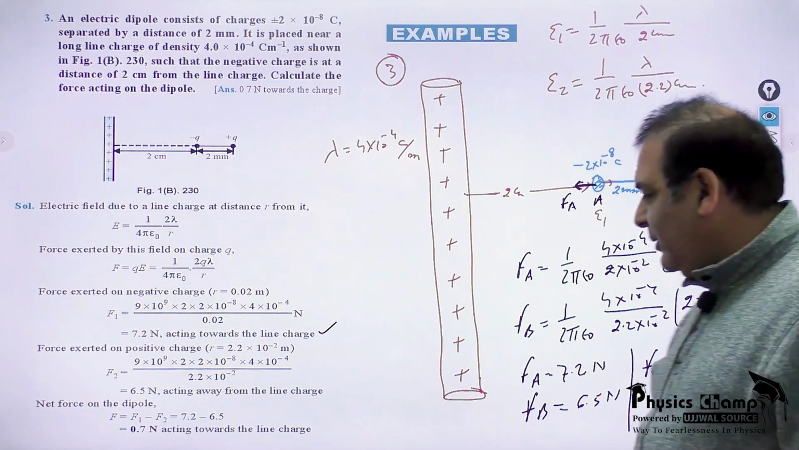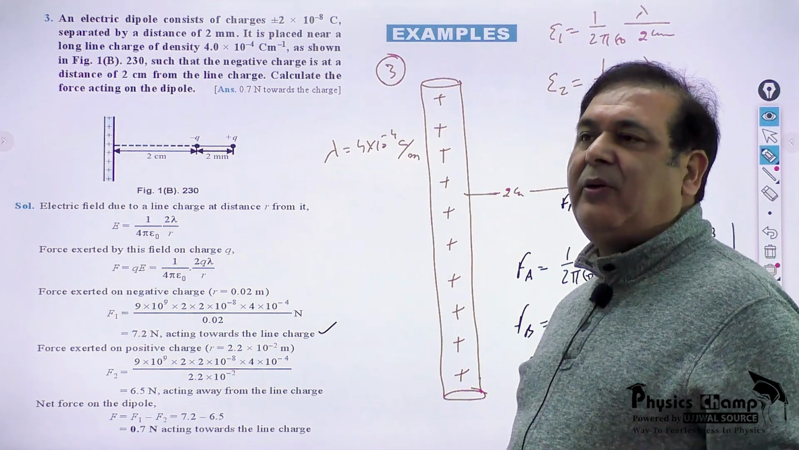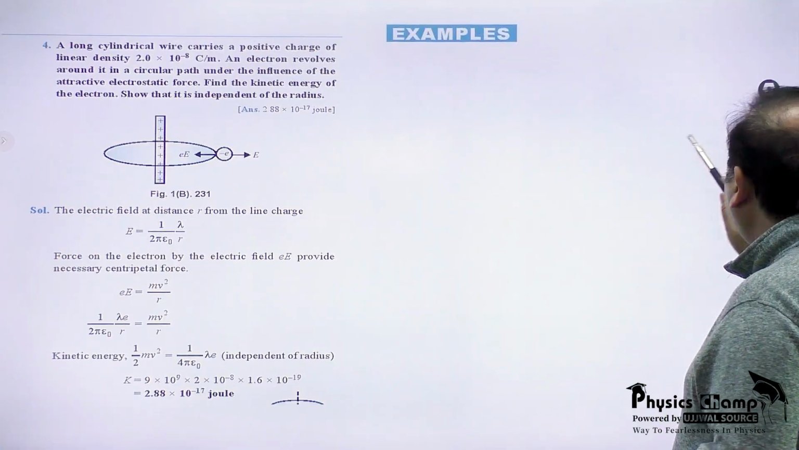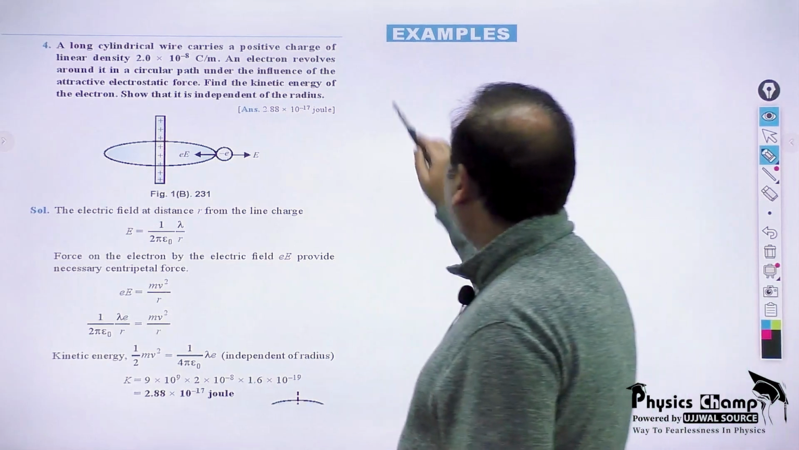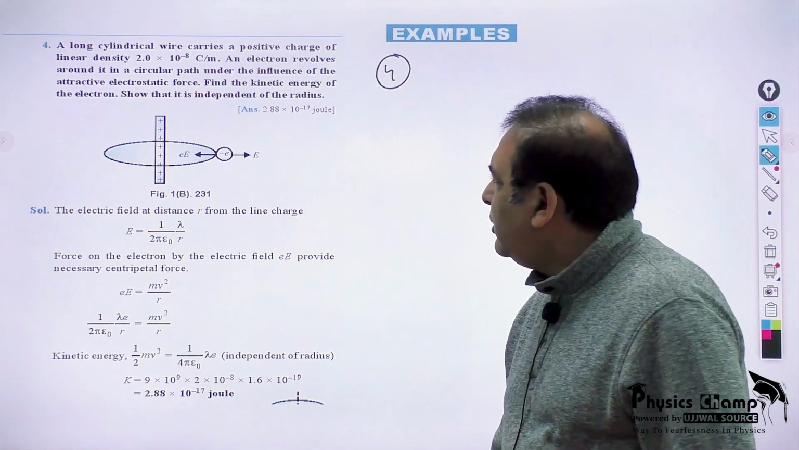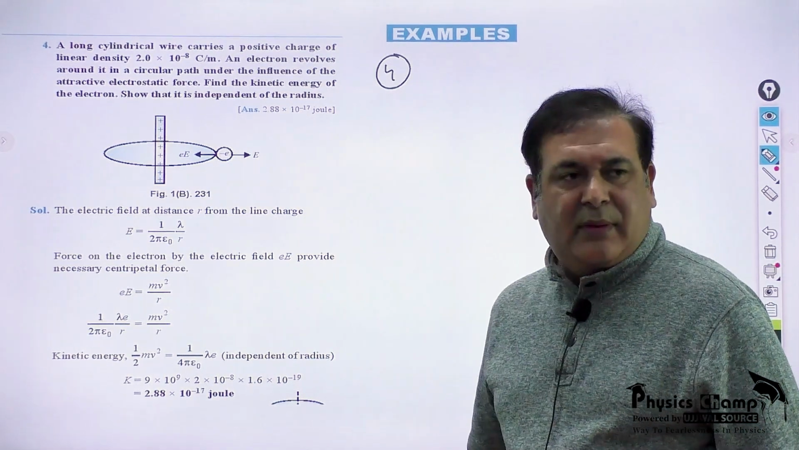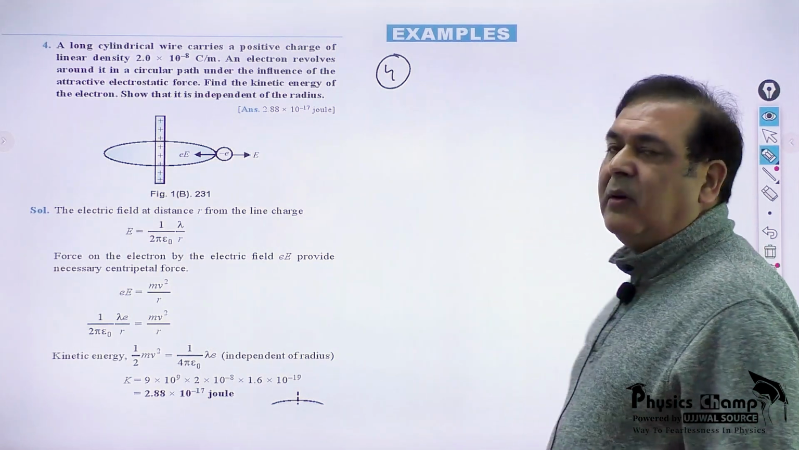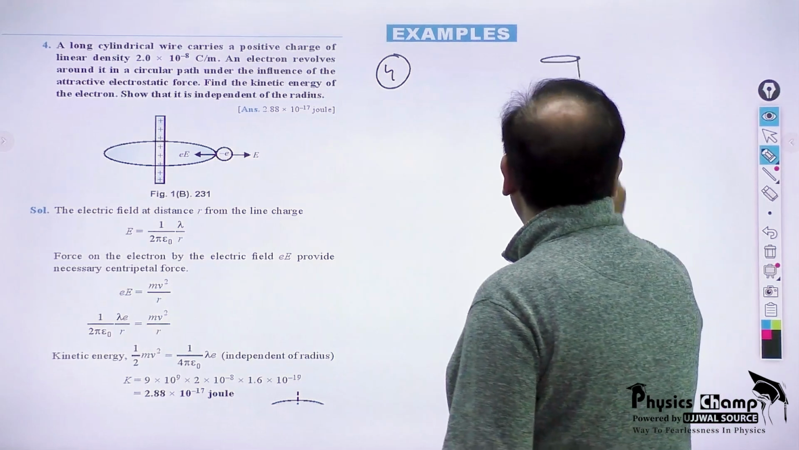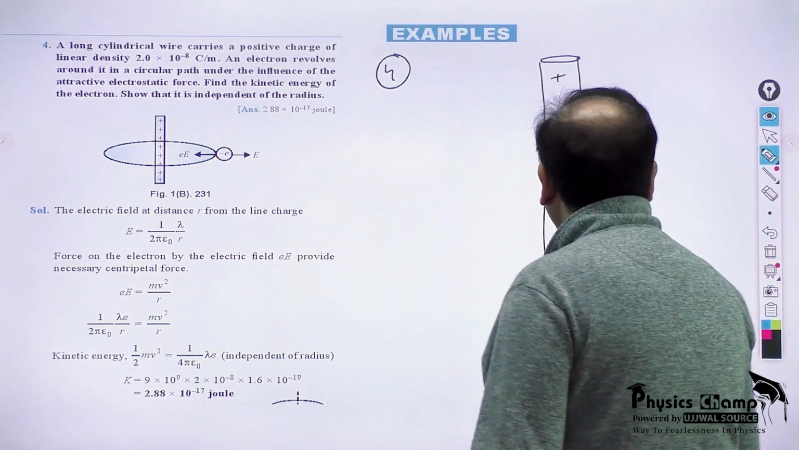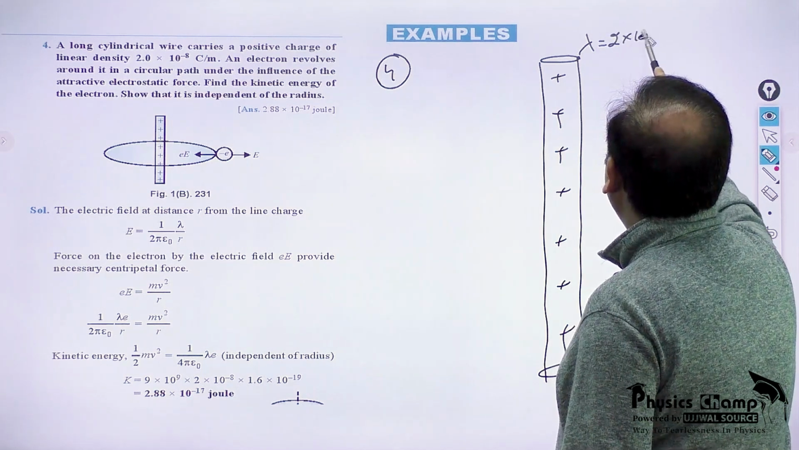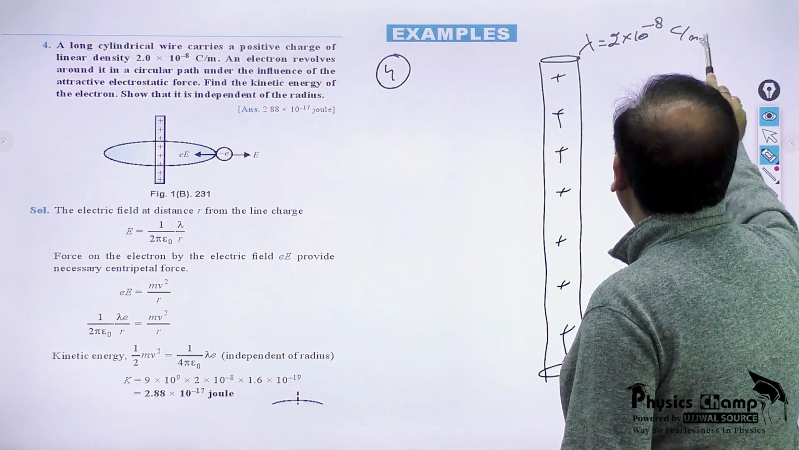So simple question, a combination of electric field due to a line charge distribution and the concept of electric dipole. Now we can have a look at question number 4. This is another important, interesting question. Here we are told there is a long cylindrical wire which carries a positive charge of linear density 2 into 10 to the power minus 8 coulomb per meter. So you have a long cylindrical wire and this long cylindrical wire has a linear charge density 2 into 10 to the power minus 8 coulomb per meter.